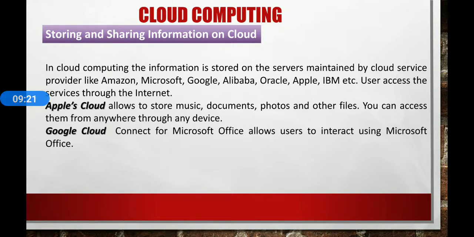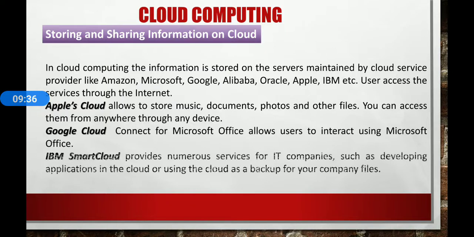Next one, Google Cloud. It connects with Microsoft Office, allowing users to interact using Microsoft Office. You can share and edit Microsoft Word, PowerPoint, Excel documents. You can also save them securely. Next one, IBM SmartCloud. It provides numerous services for IT companies, such as developing applications in the cloud or using the cloud as a backup for your company files.